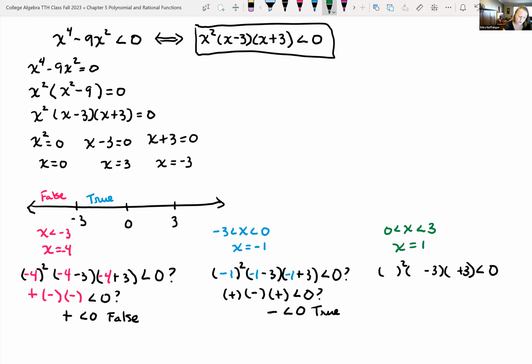And so I have 1 squared, all times 1 minus 3, all times 1 plus 3. Well, I know 1 squared is a positive number. 1 minus 3 is a negative number, and 1 plus 3 is positive. So I have a positive times a negative times a positive. I notice that's a negative number, and a negative number is less than 0. So this is also true.